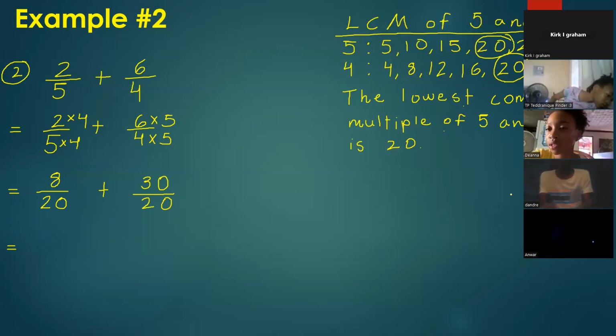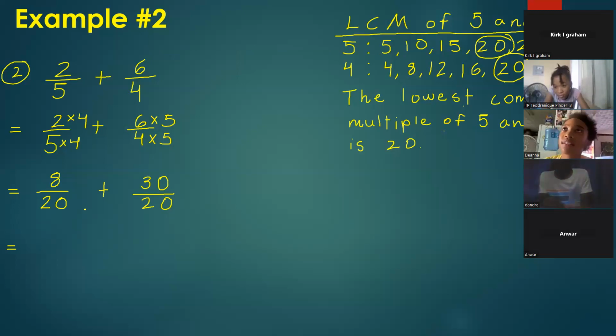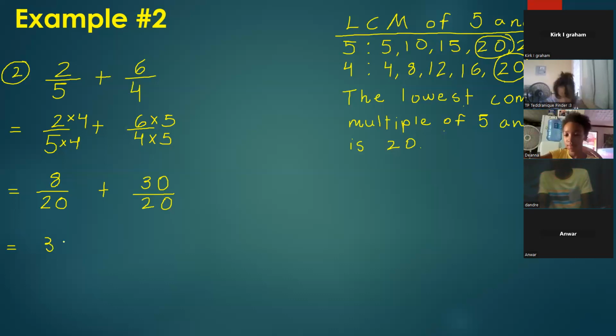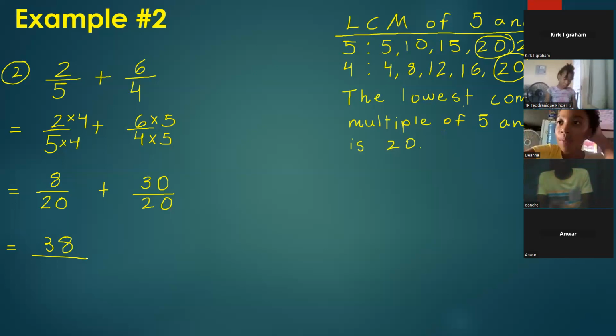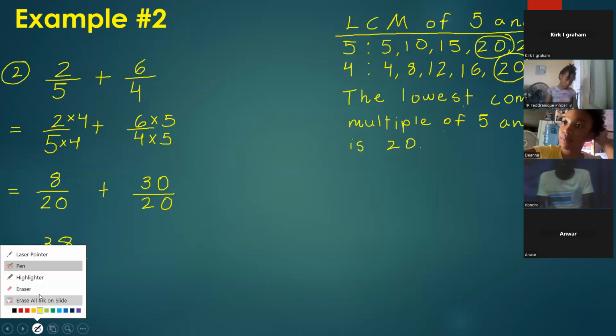All right, Deanna, what is 30 plus 8? 30 plus 8 is 38. Very good, 38. Do we add the denominators or keep them the same? We keep them the same. Very good.